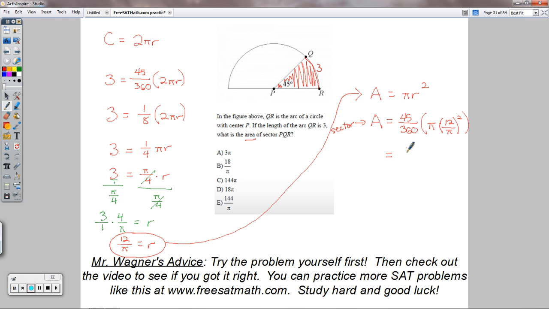So again, this is 1 over 8. And this would be pi. And then this would be 144 on the top, 12 squared, over pi squared on the bottom. And it looks like I can cancel out, this is like pi over 1 if that helps you, a pi here with one of the pi's there.